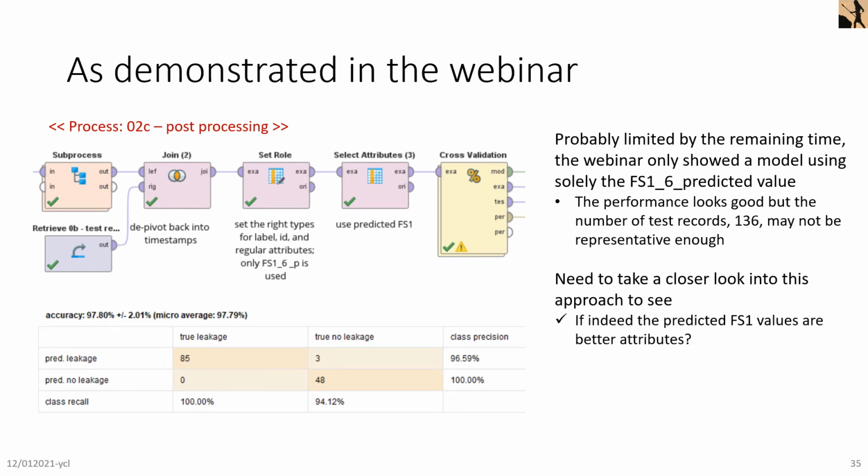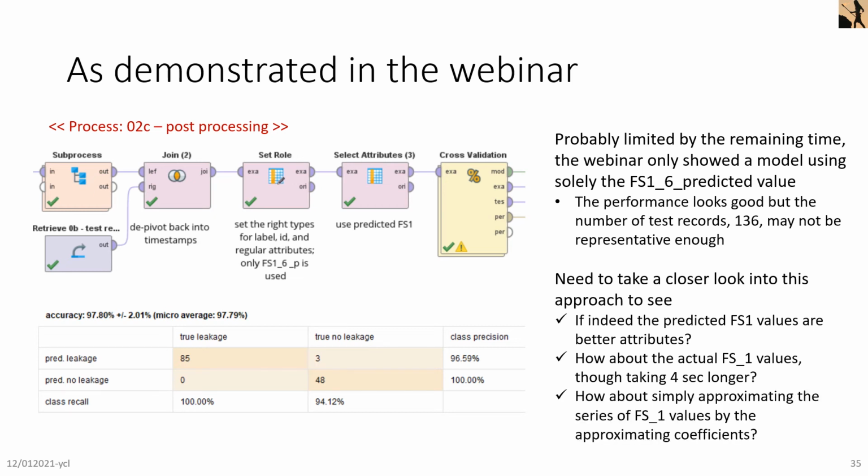All right, so we would like to see if indeed the predicted FS1 values are better attributes. How about the actual FS1 values at the end of 12 seconds? Maybe they don't perform as well as the predicted value. But how about we take the whole 4 seconds to do the classification as a second phase? How would they come out, right? Then if you want to practice more, you can see if we use the variable curve or the approximating coefficients of the curves, which one would be better?